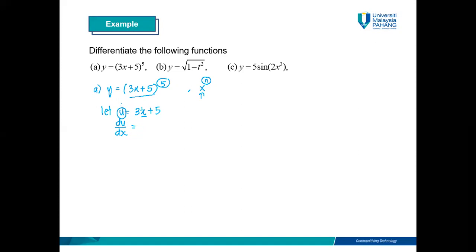Differentiate. Ini table je. Differentiate 3x dia akan jadi 3, plus differentiate 5 akan jadi 0. So you got 3. So update y sekarang akan jadi apa? Y sekarang adalah u. Awak dah ganti 3x plus 5 dengan u.